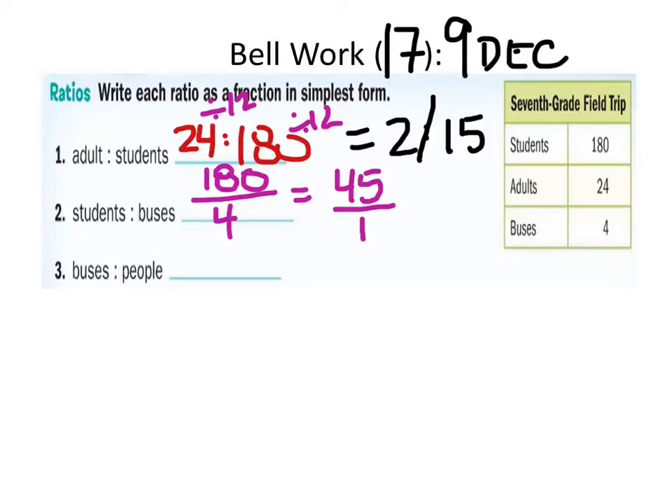Finally, this last one wants the total number of buses to people. That's a unit rate. Well, there are 4 buses and there are 204 people. So that would give you 1 to 51, so 1 bus to 51 people.